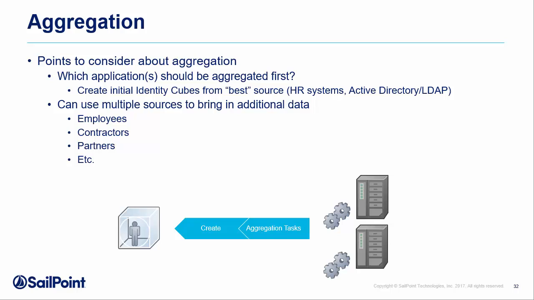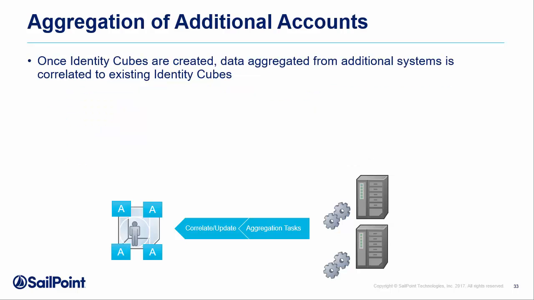Ideally, our best source of user data can tell us all of the users or people in the organization. However, IdentityIQ can create initial identity cubes from multiple sources if necessary. For example, when you have employees in one application and contractors in a separate application. Data we collect from subsequent applications will correlate to existing identity cubes. For example, we may create our initial identities by aggregating Active Directory. Then, when we start aggregating other applications, we'll tie the account information from those applications to the identities that we have already created from our primary source.